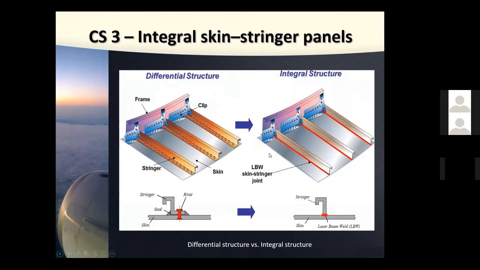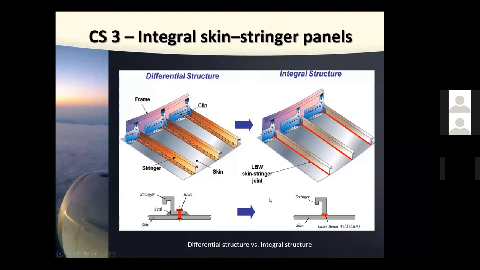So why did they use this? First of all, they wanted to decrease the weight of the structure, number one. Number two, to reduce the number of potential stress concentrators. So every hole for a rivet is a possible stress concentrator, and then crack growth can start from one of these holes. But if you remove the holes, you remove the possibilities for fatigue crack growth. I mean, it's still possible, but the probability is less than before.